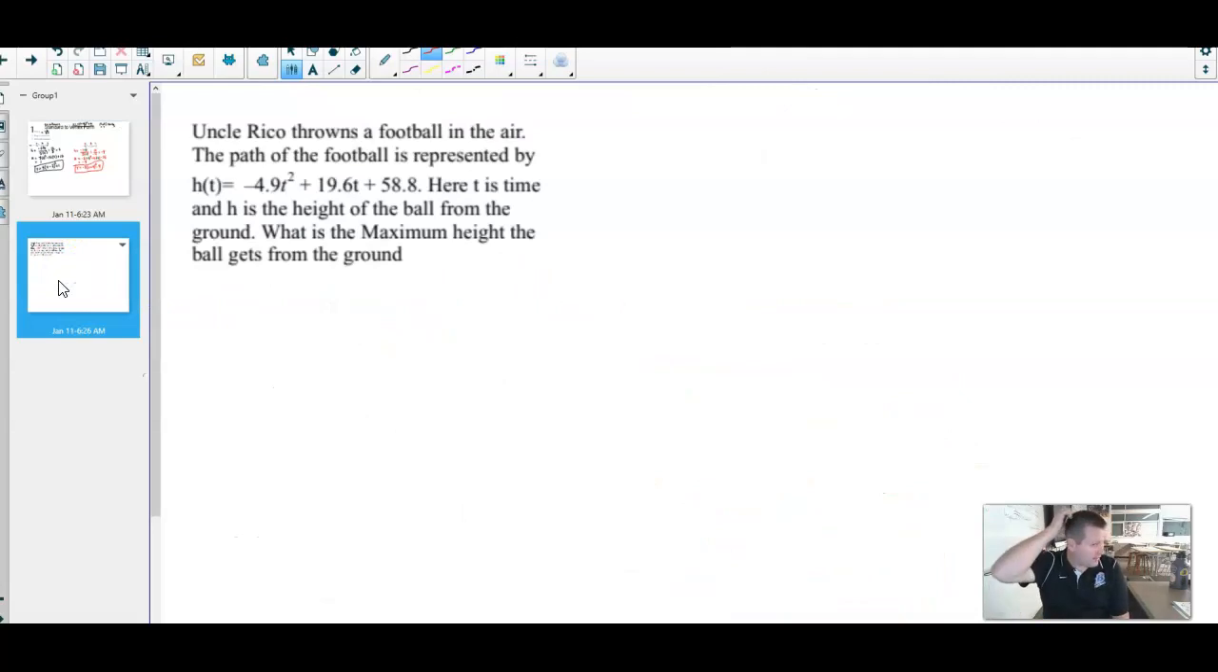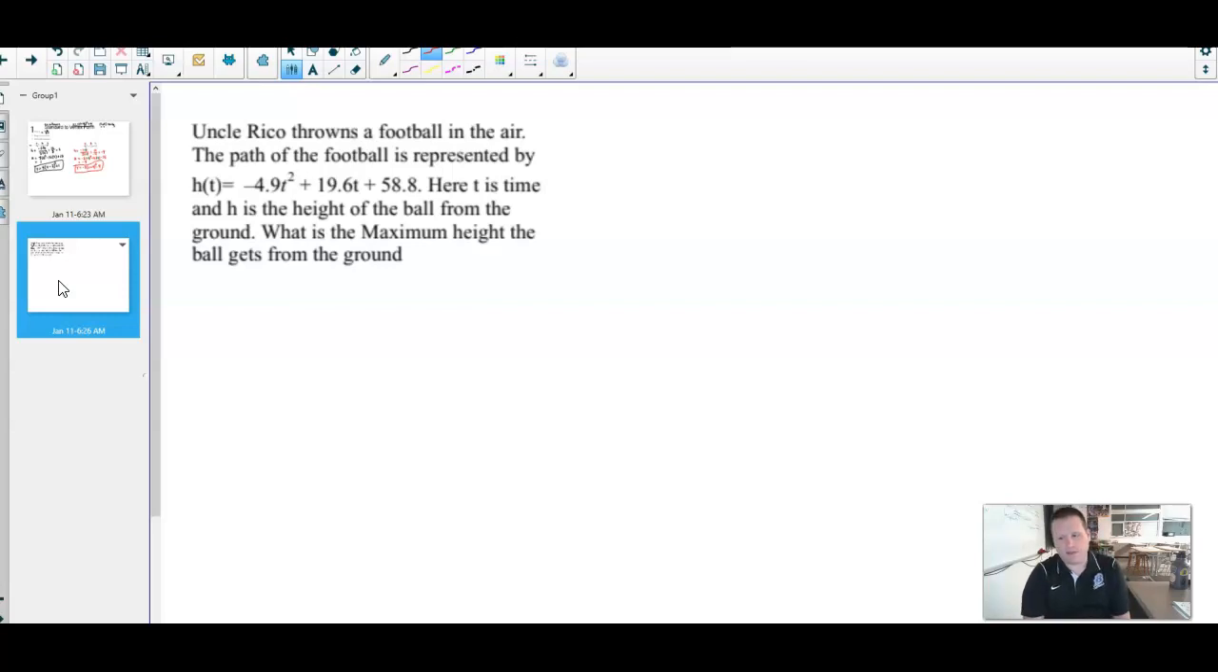So one application problem. We look at this. We've got our good friend Uncle Rico throwing a football, and the height off the ground after t seconds is represented with that equation right there: -4.9t squared plus 19.6t plus 58.8, where t is the time and h is the height of the ball from the ground. What is the maximum height the ball gets from the ground?